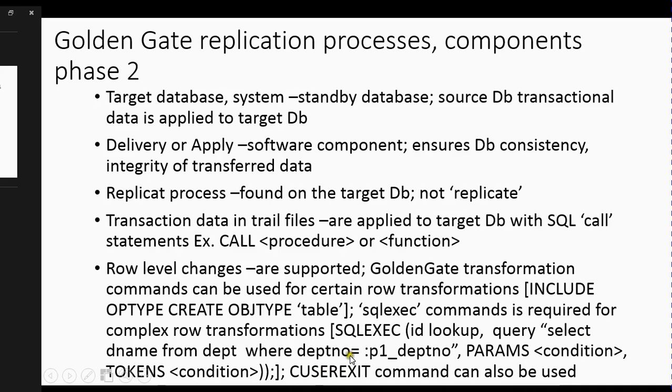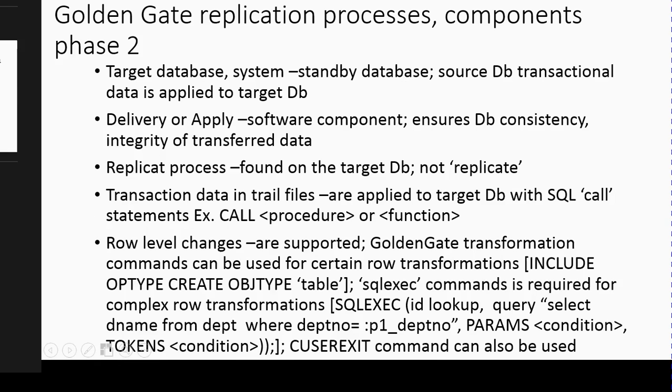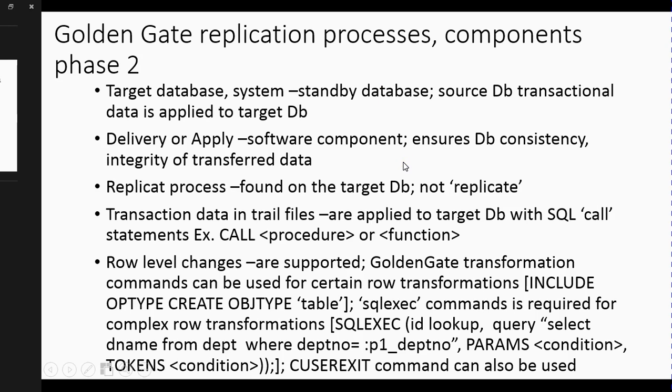And lastly, if you are unable to make a modification at the row level, for whatever reason, you can also use the user exit command. Basically, it deals with extreme circumstances, where you're not able to make any modification at all. So you would use this user exit statement.